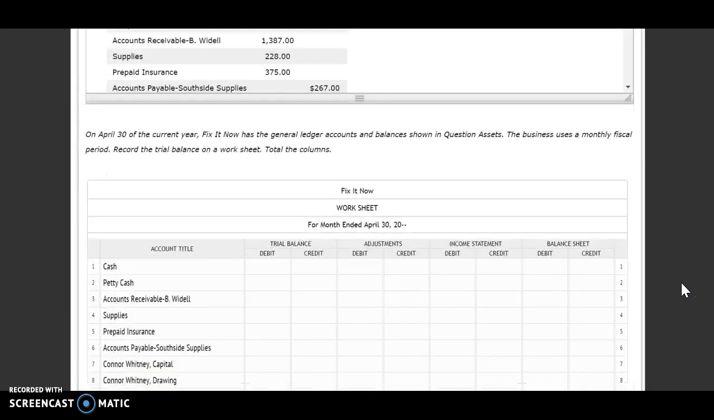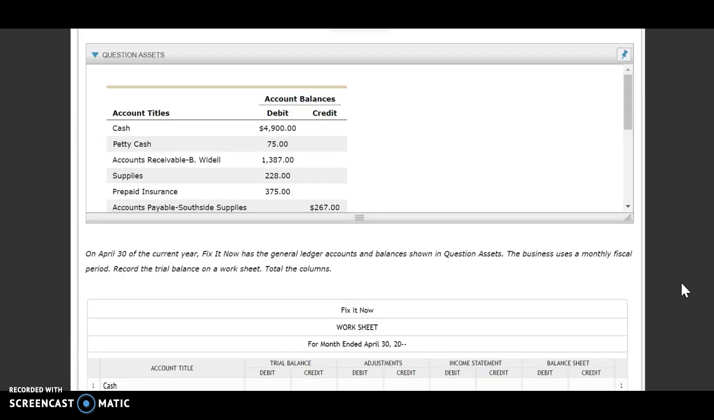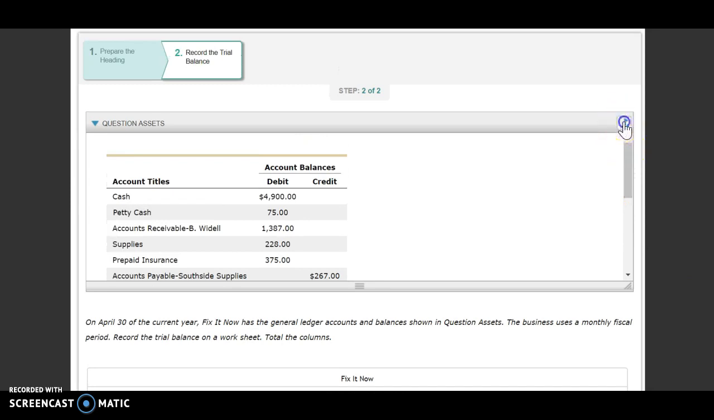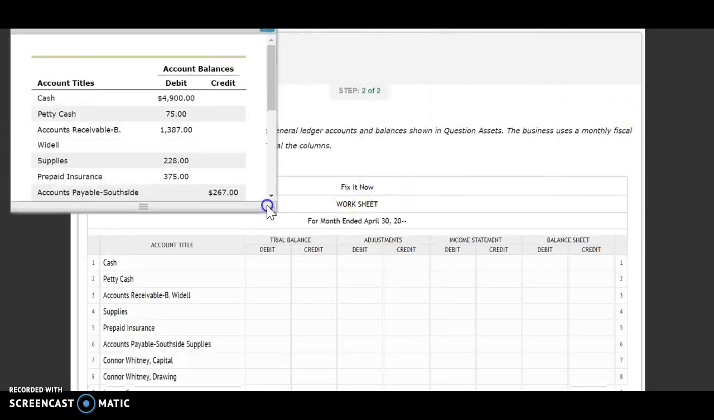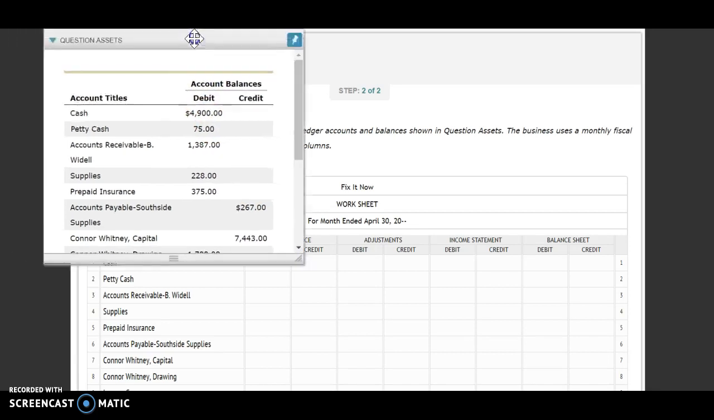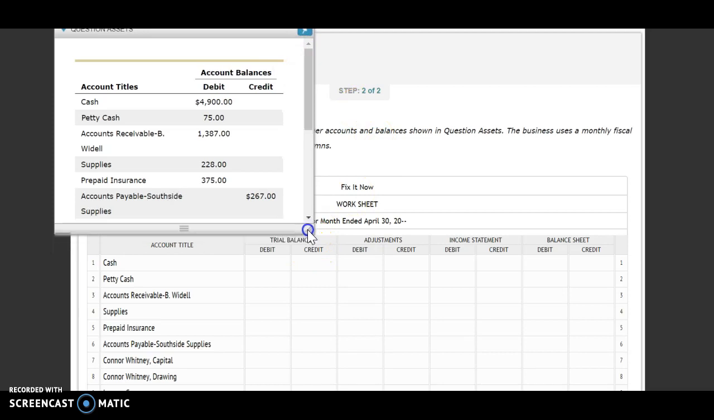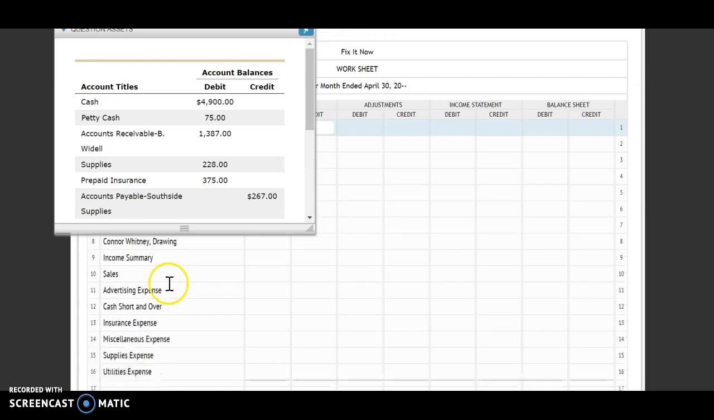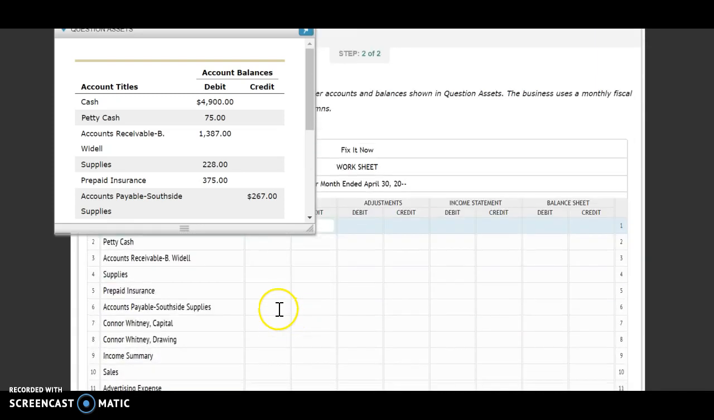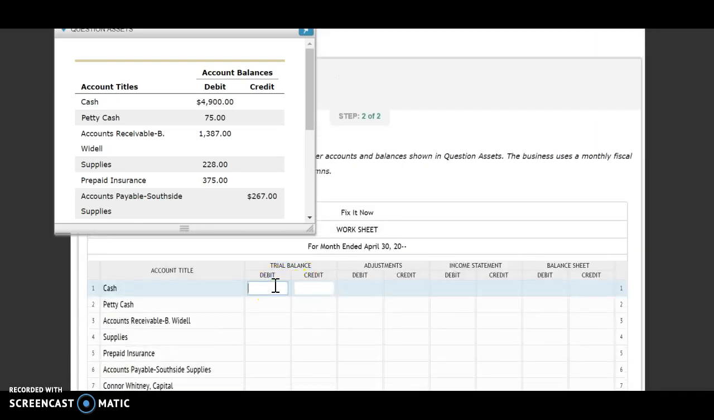Step 2 in our directions say on April 30th of the current year, Fix It Now has the general ledger accounts and balances shown in question assets. The business uses a monthly fiscal period, record the trial balance on a worksheet, and total the columns. So I'm going to unpin this so I can drag this around. And really, we're going to put these numbers into our trial balance. They've already listed all of our accounts for us. That's nice. Now what we need to do is just put in those balances.